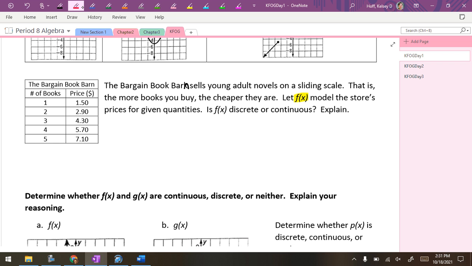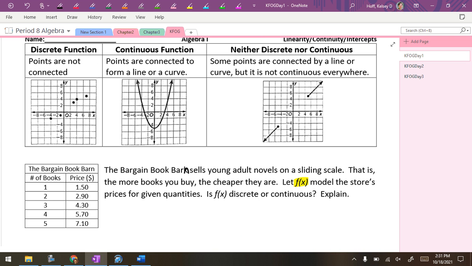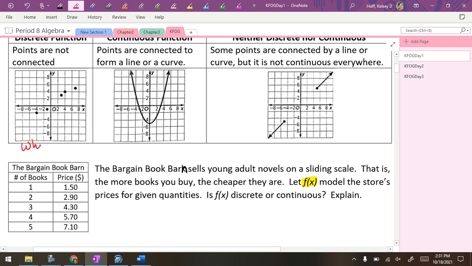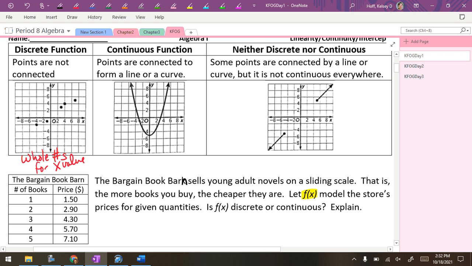Discrete and continuous, you're really looking at your x values. On discrete functions, it means that only whole numbers for your x values. That it wouldn't make sense to have a decimal x value. On continuous functions, you could have whole numbers and decimals for the x. Now, on our examples for discrete versus continuous, we don't have labels on our x, but most of the time we're going to have labels.